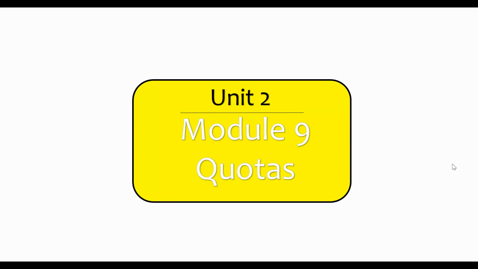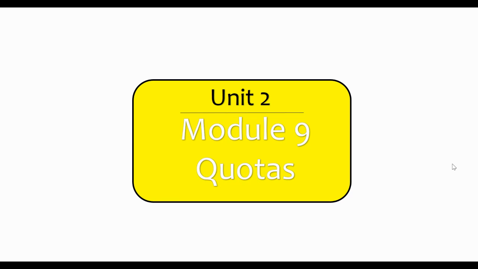Quotas. In the previous module, we talked about price floors and price ceilings, where the government can step in and restrict the price from being too high or too low. If they want to make sure a price doesn't drop too low, they'll put a price floor. If they want to make sure a price doesn't go too high in the free market, they'll put a price ceiling. So they're setting price limits. But what we're going to talk about in Module 9 is quotas.